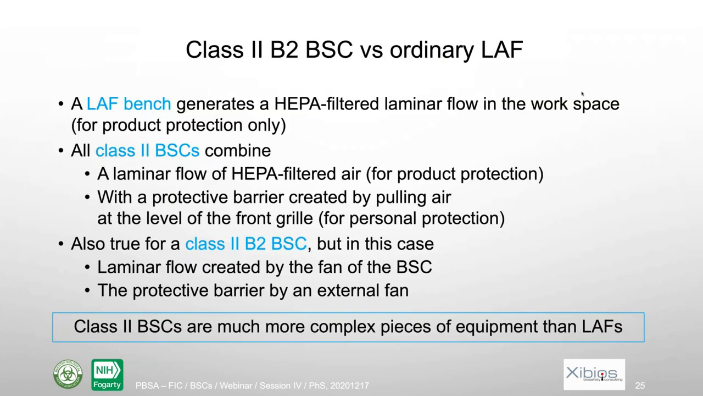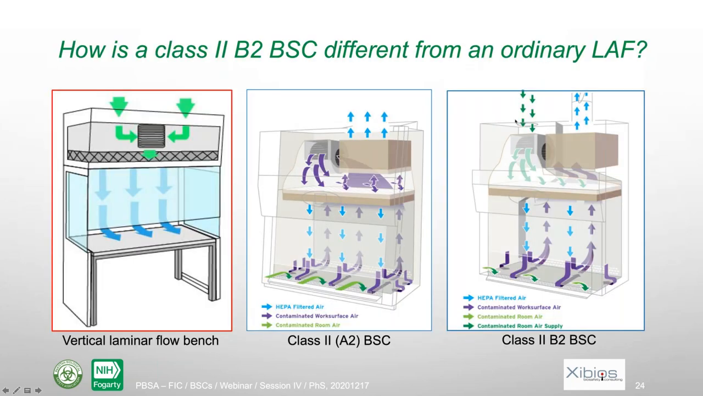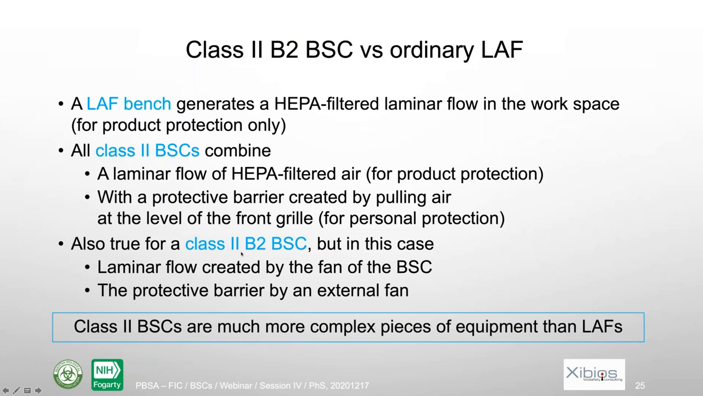So if you want to summarize, a laminar airflow bench generates a laminar flow, which is HEPA filtered, in the workspace. A biosafety cabinet is the same, but in addition, there is a protective barrier at the entrance. And a class 2 B2 cabinet is the same, but in that case, the laminar flow is created by the fan of the biosafety cabinet, and the protective barrier is created by the other fan. But anyway, these two types of biosafety cabinets are much more complex than laminar airflow benches. So if you only need product protection, a laminar airflow bench should be better.